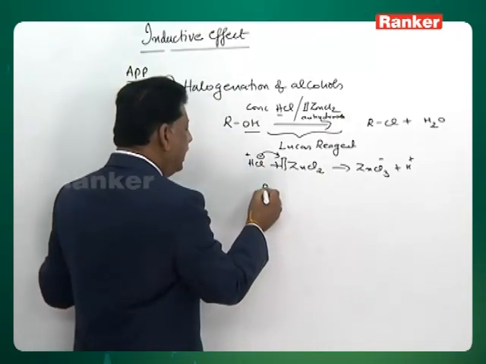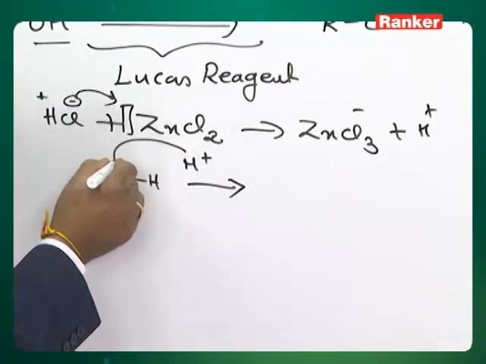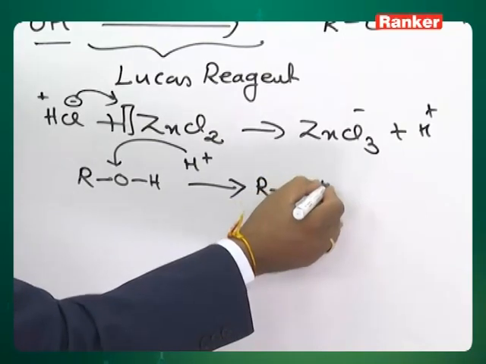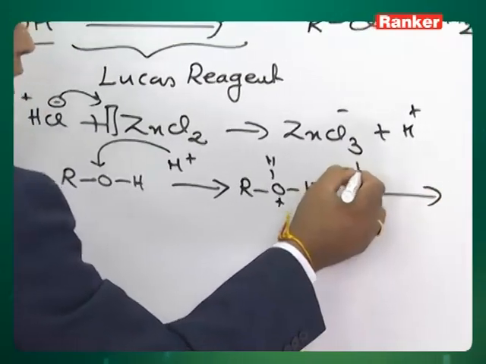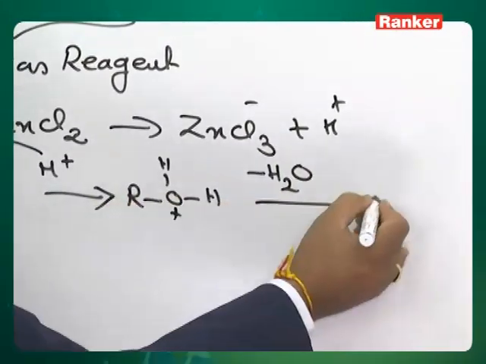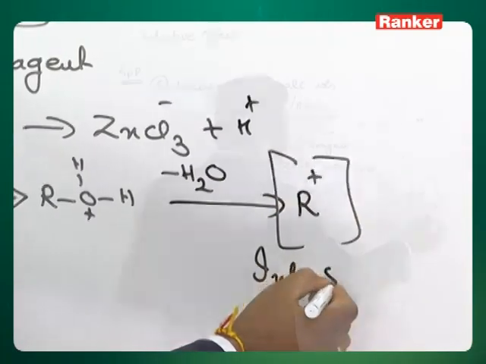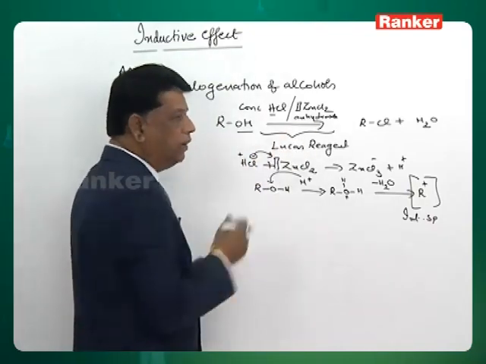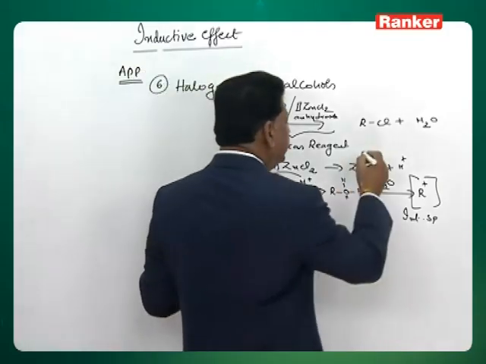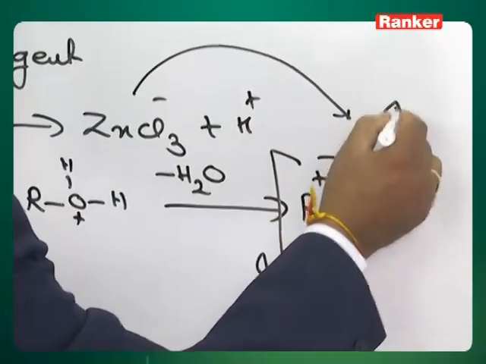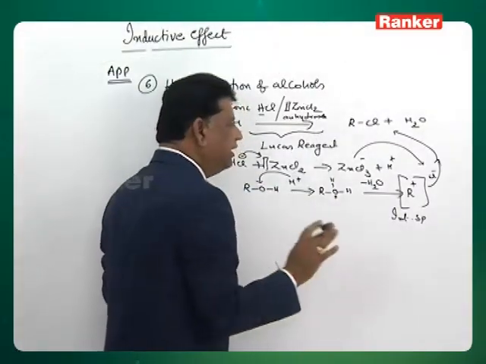That H plus is going to react with the ROH. It shows protonation: H plus attacks the O and a protonated alcohol is formed. The protonated alcohol undergoes loss of water, minus H2O, so R becomes R plus. This is the intermediate species. So, in alcohol to alkyl halide, what is the intermediate species? R plus. On the R plus, ZnCl3 minus donates Cl minus, which attacks, and you get the alkyl chloride. That is the final reaction.